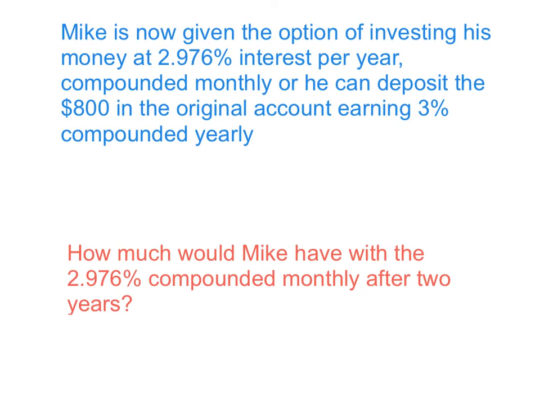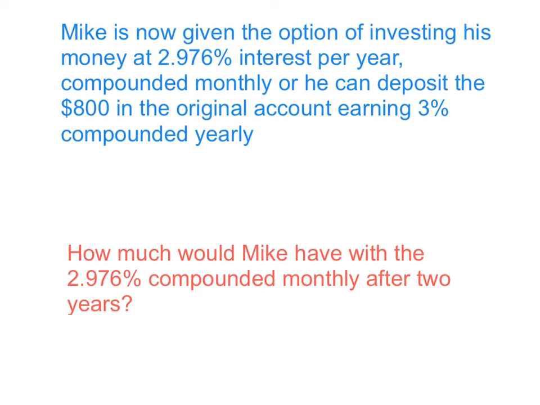All right, Mikey is now given the option of investing his money at 2.976% interest per year, compounded monthly, or he can deposit the $800 in the original account, earning 3% compounded yearly. So basically the question is, would it be smarter for Mikey to take a smaller interest rate but get compounded monthly versus a slightly larger interest rate but only compounded yearly? What do you think is a better deal?